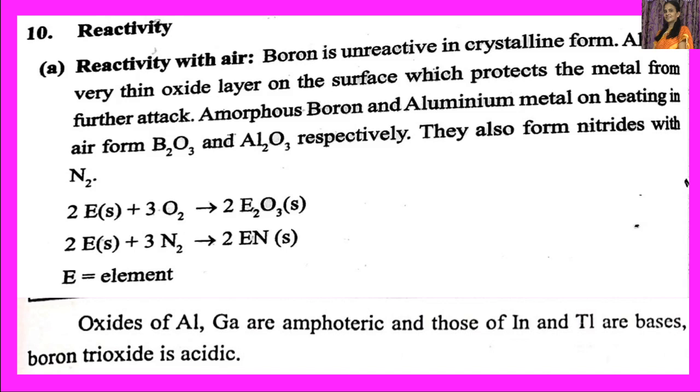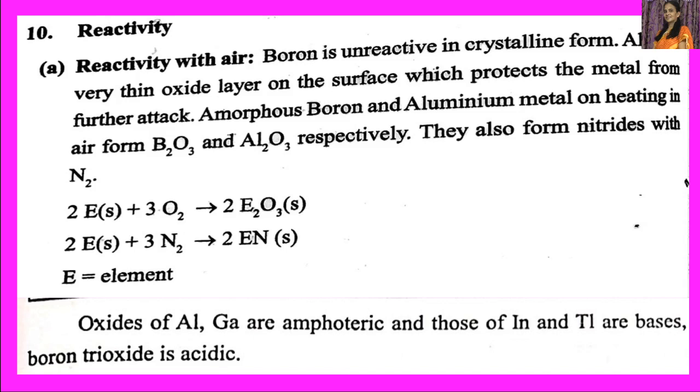So this also forms nitrides with nitrogen. So air contains nitrogen also. Because of that reason, when these elements combine with air, the oxygen of air reacts with these elements to form oxides, and the nitrogen of air combines with these elements to form nitrides. So these elements react with air on heating to form oxides and nitrides. Here E stands for element.